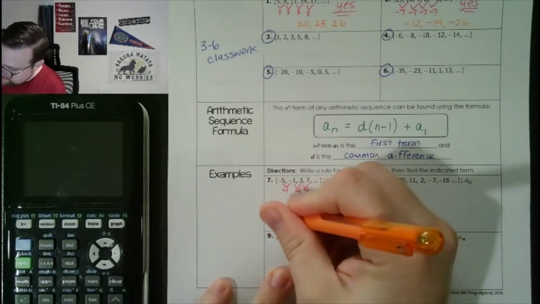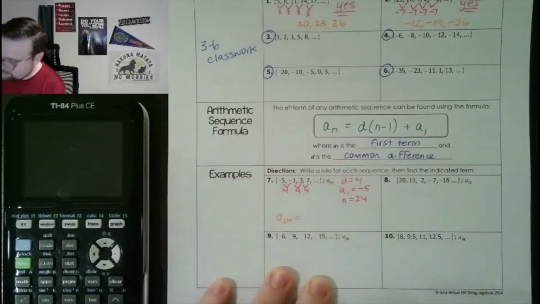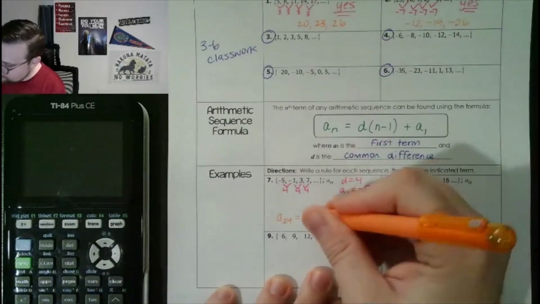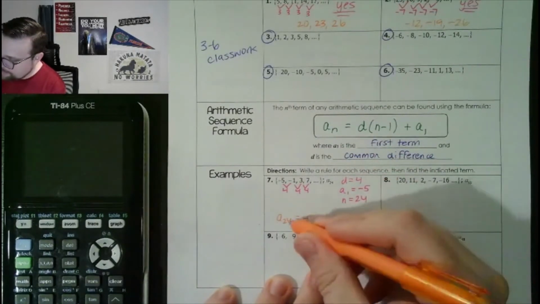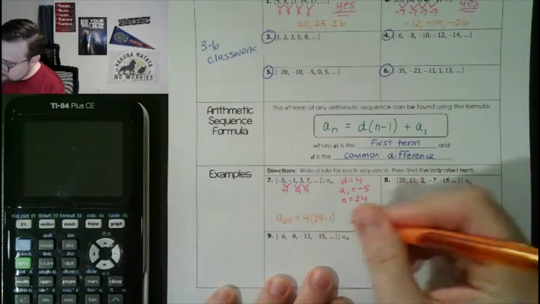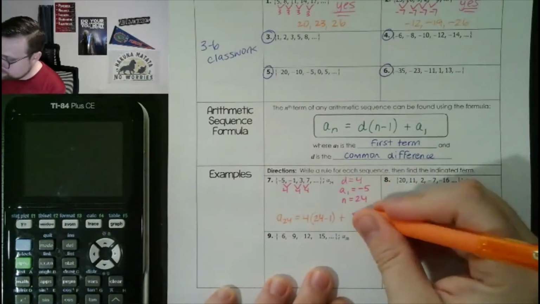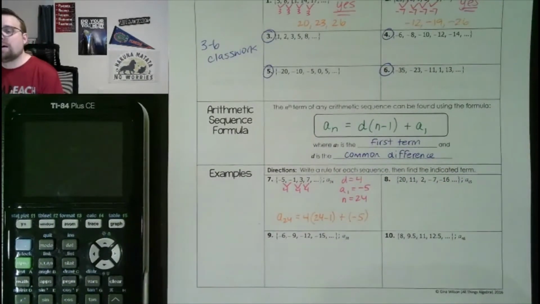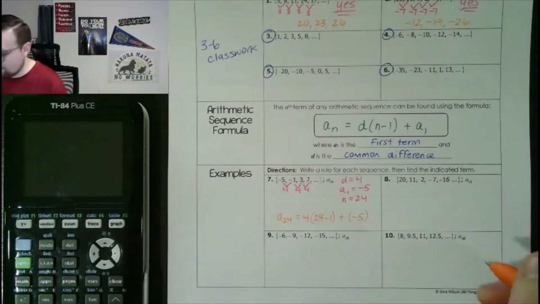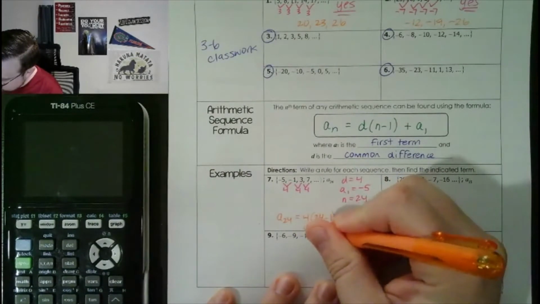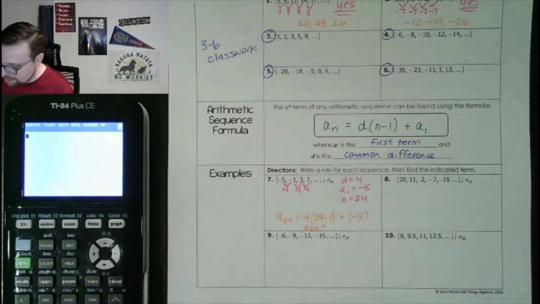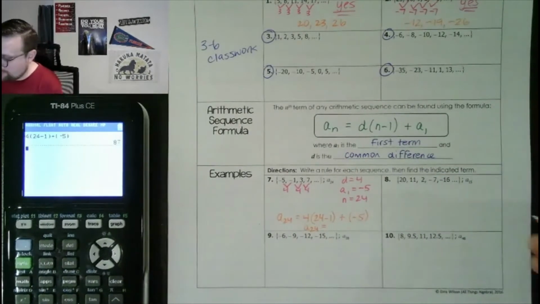What this is saying is that a sub 24, that's the one we're looking for here, the 24th term, is going to be equal to the common difference times 24 minus 1, and to that we're going to add the first term of the sequence, which is a sub 1, which is -5. Okay, and they also said to go ahead and find what that term is. So we're going to do a sub 24. We're just going to solve this and figure out what the 24th term of the sequence is going to be. We can plug that right into our calculator, and we get 87.